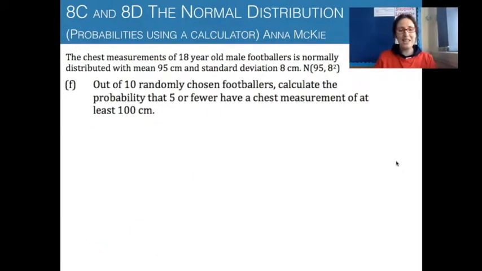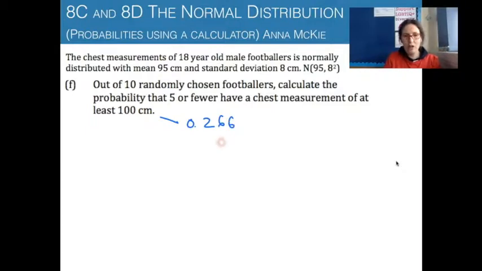And the last one here is where we connect it to binomial statistics. Let's read it first. Out of 10 randomly chosen footballers, calculate the probability that 5 or fewer have a chest measurement of at least 100 centimetres. There's lots of information there. Often when we do questions like this, they connect to previous work. So you notice that 100 there, we've already done that. Having a chest measurement of at least 100 centimetres, what was the answer for that?